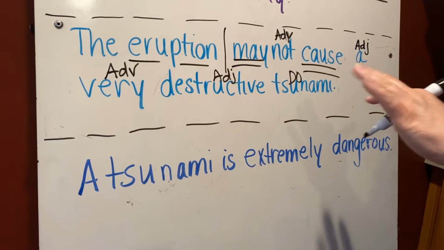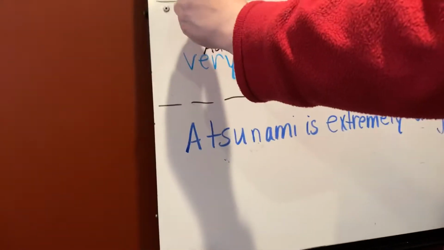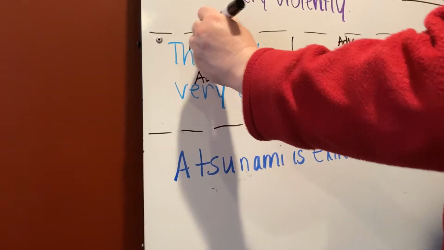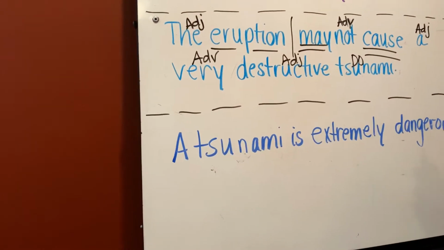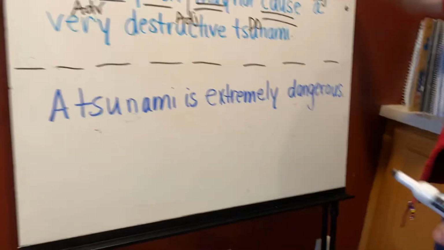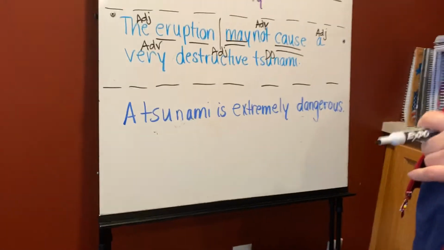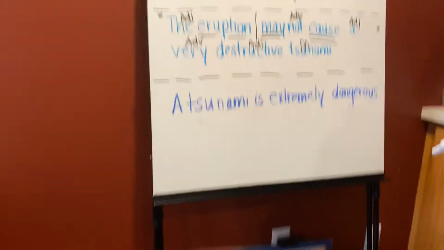Do we have any more here? Oh, right here. We've got one more article right here. The is an article describing eruption, and that is an adjective, a special adjective known as an article. Shoo, that was a toughie. Okay, kiddos, we've got one more, and we're actually going to diagram this one. A tsunami is extremely dangerous.